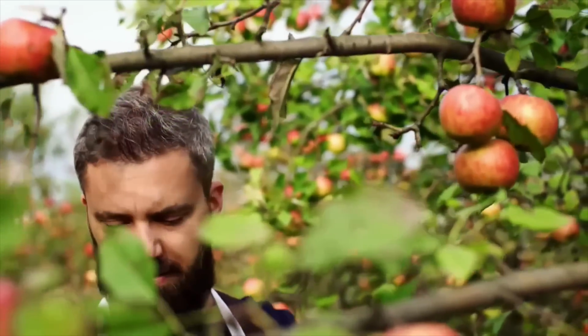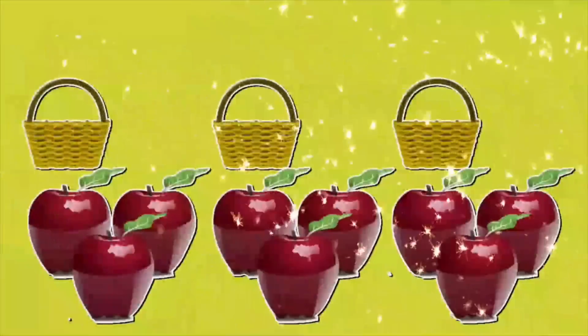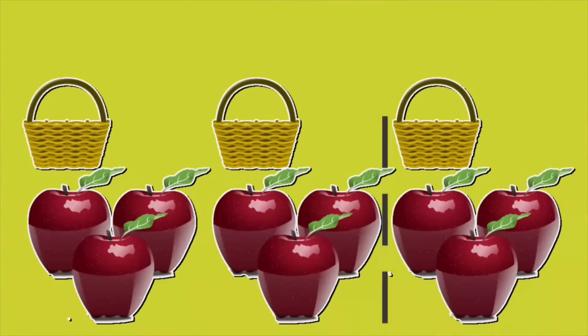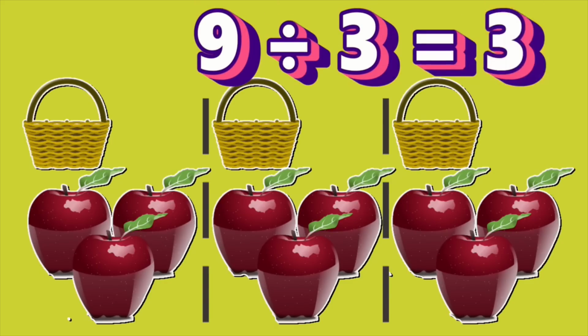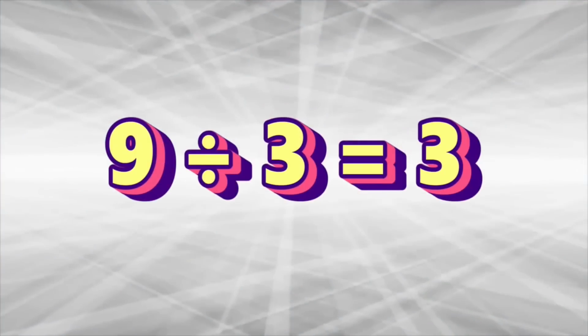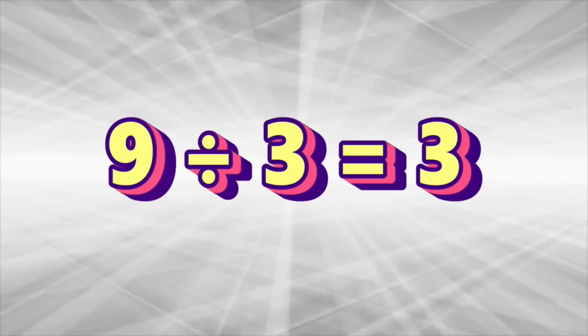Or say someone picks 9 apples and wants to split them up equally into 3 baskets. 9 divided by 3. What is 9 divided by 3? 3. 9 divided by 3 equals 3. There would be 3 apples in each basket. 9 divided by 3 equals 3.